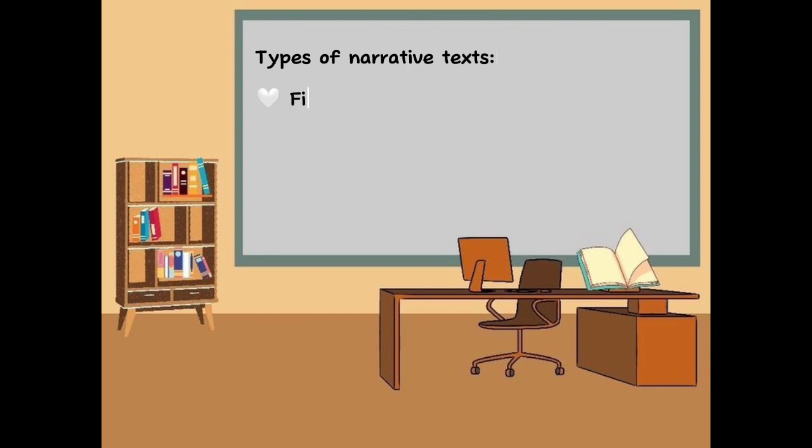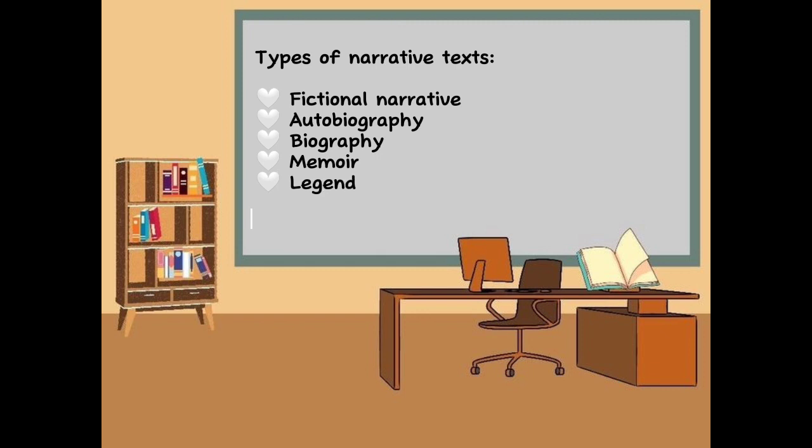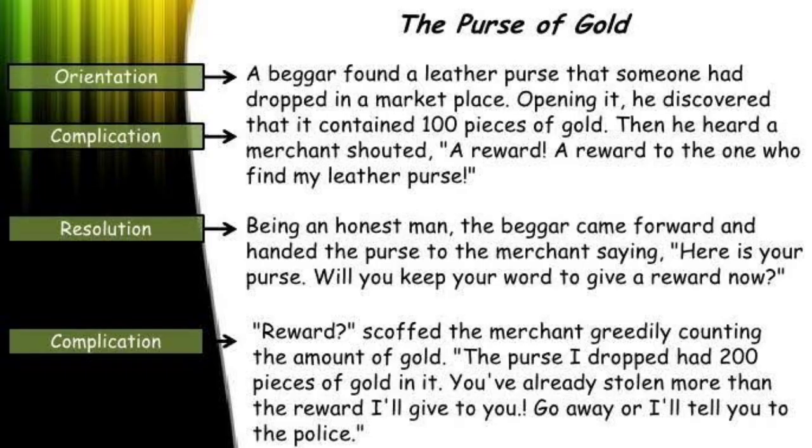Types of narrative text. Number 1, fictional narrative. Number 2, autobiography. Number 3, biography. Number 4, memoir. And number 5, legend.